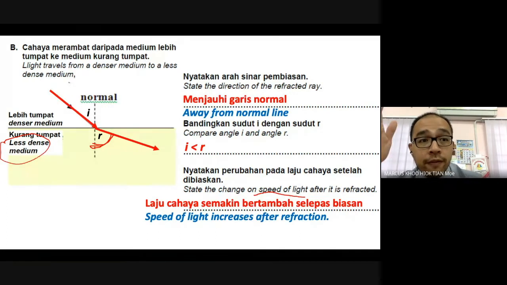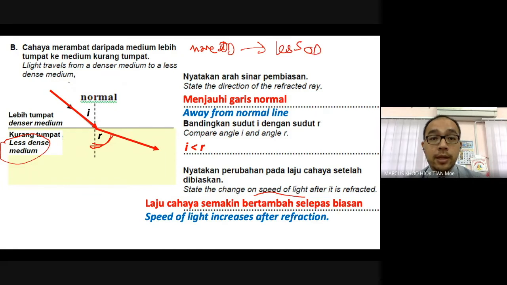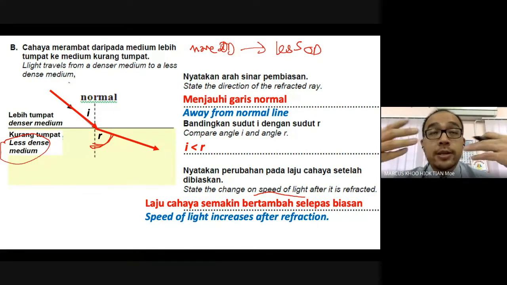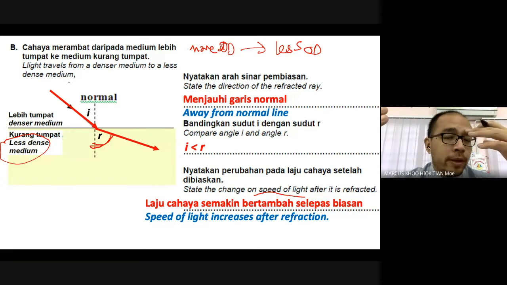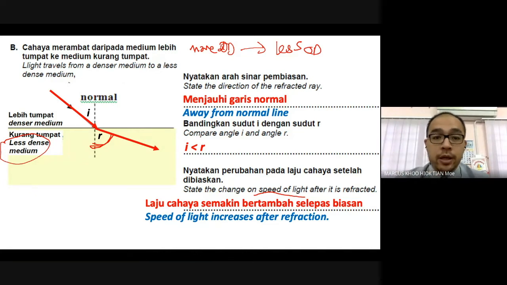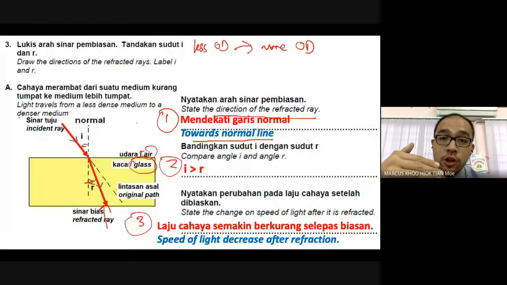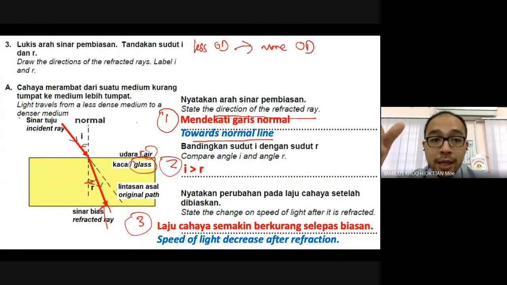Okay, so these are very fundamental differences when you go from air into glass or glass into air. Less dense to more dense, or in this case, more optically dense going into less optically dense. So you need to know this difference. You need to know which one is more optically dense, which one is less optically dense. When it's going from more to less, this is what's going to happen. If it is going from less to more, this is what's going to happen. It's going to move towards the normal line. The incident angle is going to be bigger. The speed of light is going to decrease, because it's more optically dense, more cars.